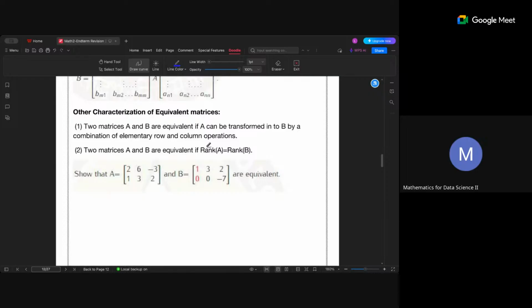But remember, if they are of different order or different sizes, then definitely you don't have to check anything. Straight away you can say they are not equivalent, because equivalent matrices we talk only for matrices of the same size.